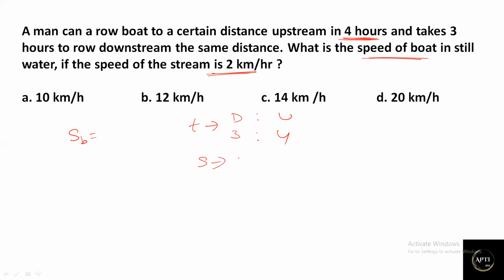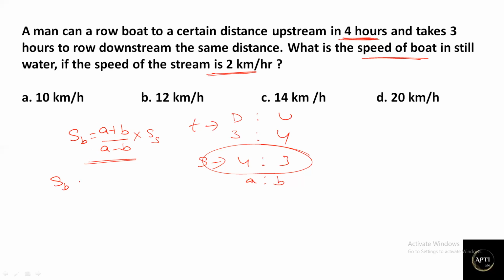So if the time ratio for downstream and upstream is 3 is to 4, can you tell me what is the speeds ratio? 4 is to 3, correct? Speeds ratio is 4 is to 3, or we can take it as A is to B. Now, what is the formula we discussed? Speed of the boat can be calculated by (A plus B) divided by (A minus B), where A and B are the ratios, into the speed of the stream. That's it. So you will get the direct answer within a single step.